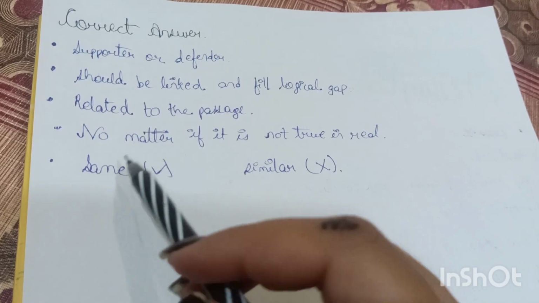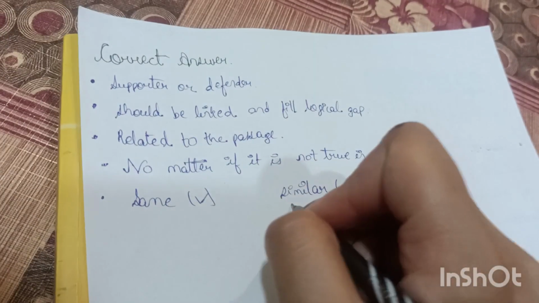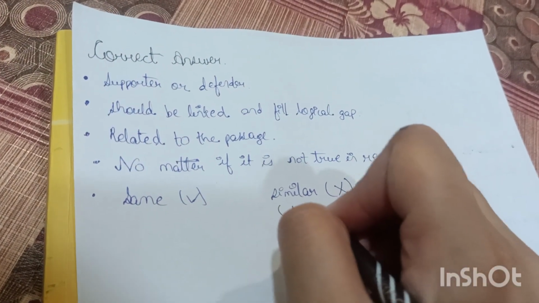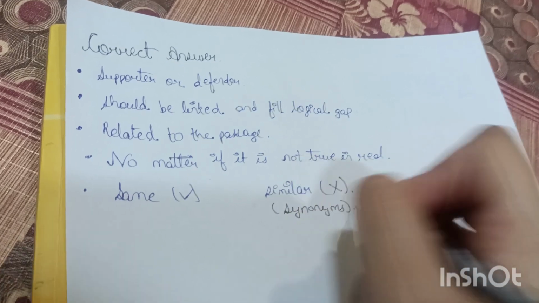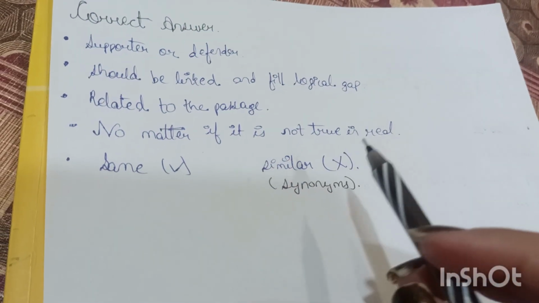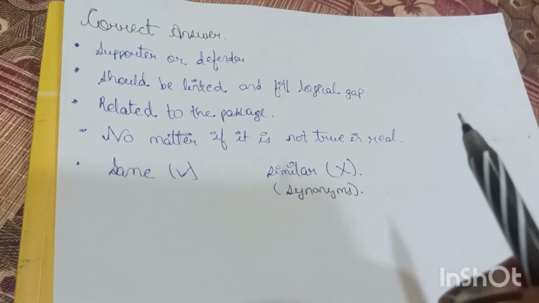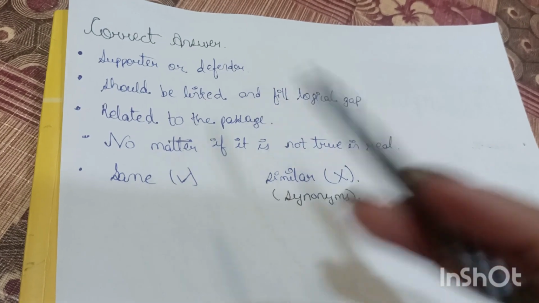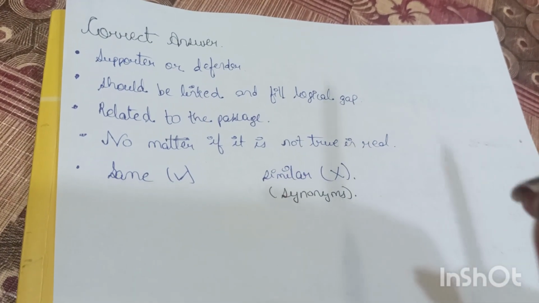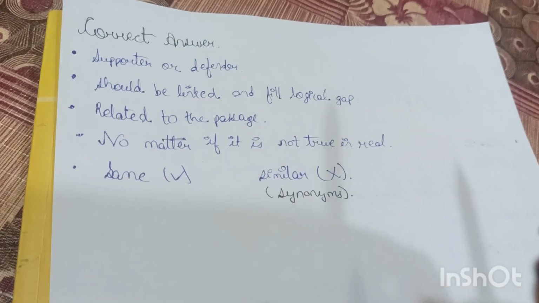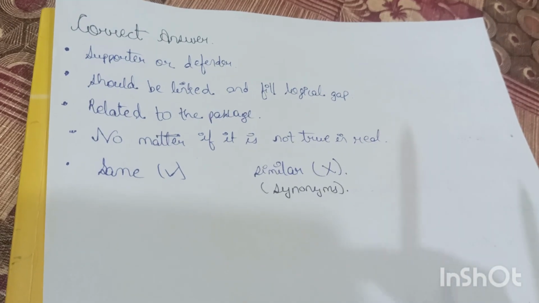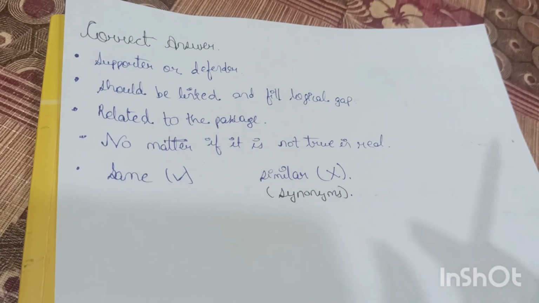Over here you can see same and similar. Similar over here refers to synonyms. So if there are some words that are mentioned in the passage and in the option, then that will be correct. But if there is a different word in the passage and its synonym is given in the option, that statement will be wrong.